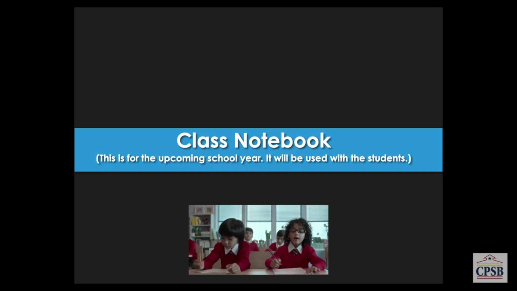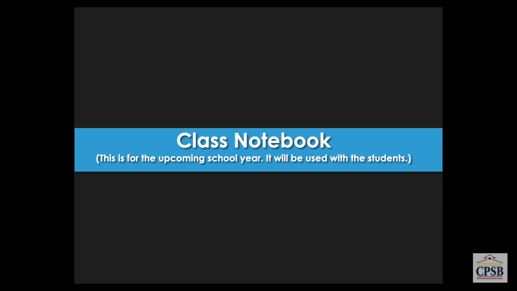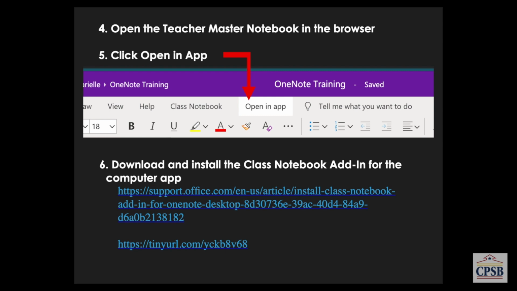Class notebook. This is for the upcoming school year. It will be used with the students. I make a new one every year because it's easiest to do it that way than to try to delete them. So continuing from the master notebook, you'll open it up if you don't have it, but open it in the browser, then click Open in App.